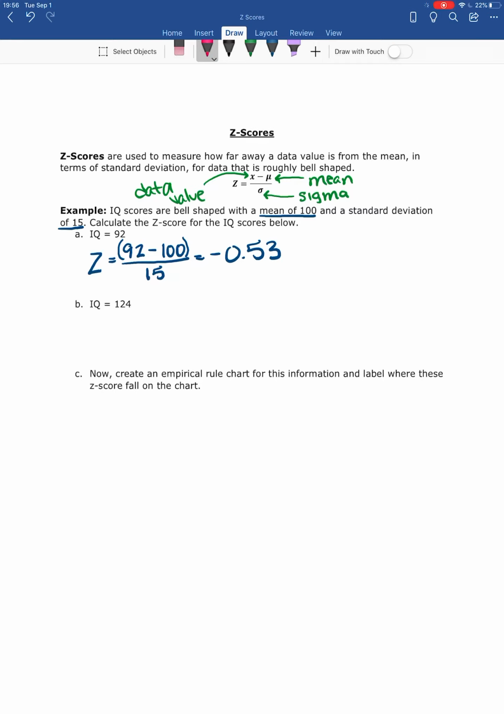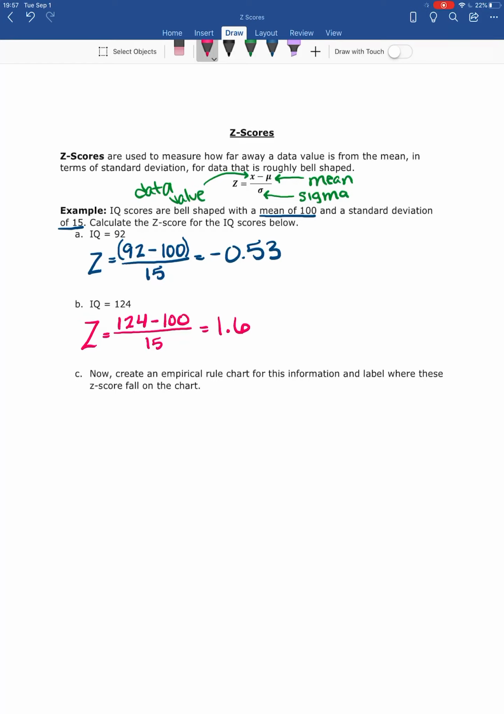So now we're going to look at another IQ score, 124. We're going to follow the same process. So the data value of the individual I'm looking at is 124, minus, we have a mean of 100, and a standard deviation of 15, because we're still looking at the IQ scores. So 124 minus 100 is 24, divided by 15 gives us 1.6. So this is the calculation of the z-score.